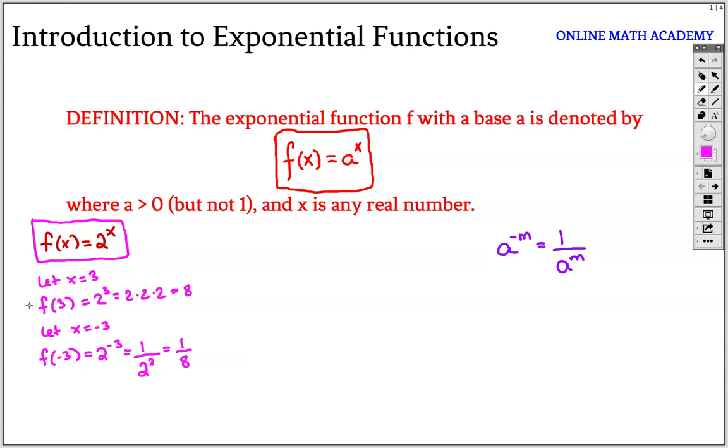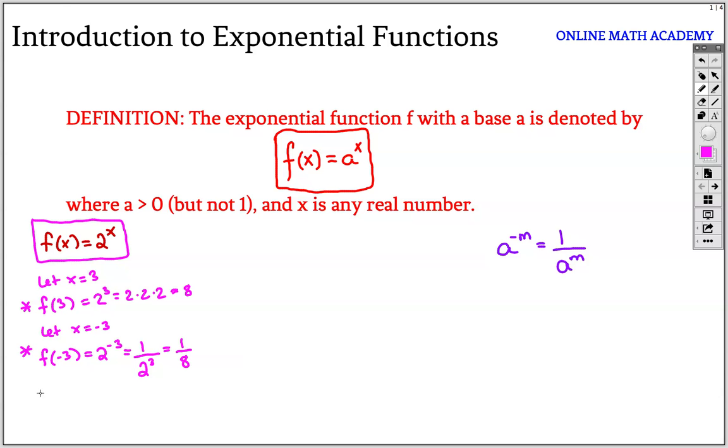So notice that in this one right here where we let x equal 3 and we found f of 3 to be 8, we plugged in a positive number 3 and we got a positive output 8. Now also notice down here that when we had a negative input, negative 3, we got a positive output still, 1 over 8. Certainly 1 over 8 is greater than 0. So that's strange. We got a positive output for a positive input and a negative input.